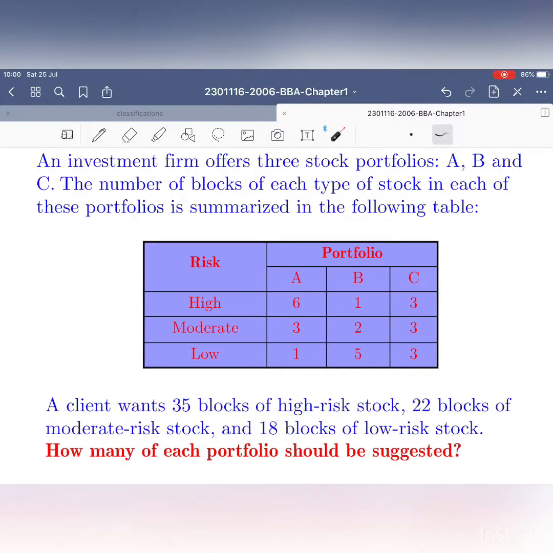So it means that your A, B, C are actually the variables. Let's say that portfolio A has X portfolios. Let me use X as the variable for A, Y portfolios for B, and Z portfolios for C.